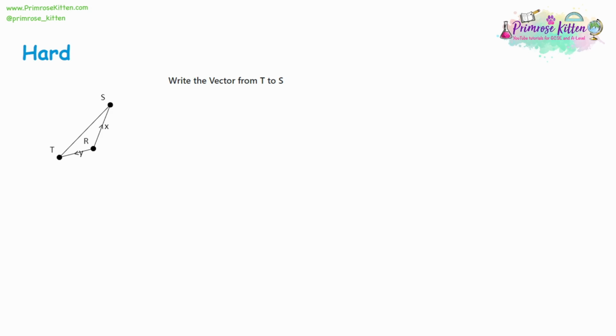So here we have it on a triangle. So what's the vector from T to S? It's going to work exactly the same way. You're only allowed to travel down lines that have a labelled vector. So for example, we cannot go from T to S directly because there is nothing labelled in that direction or that length. What we can do is go the long way around, and we can go down Y and go down X to get to our location.